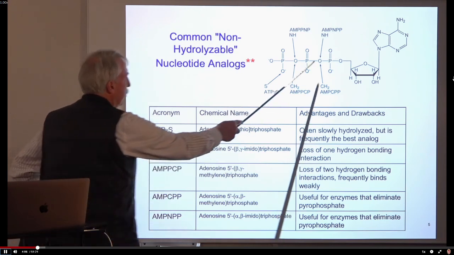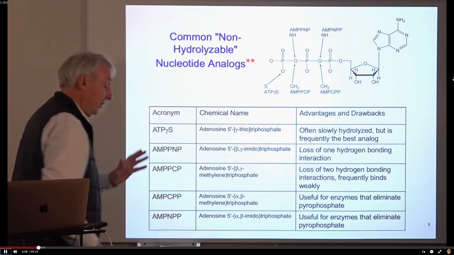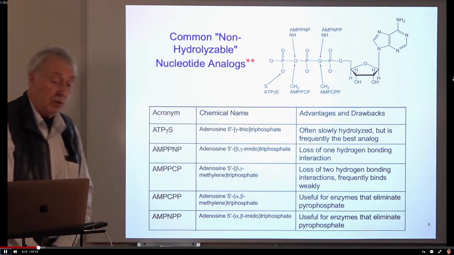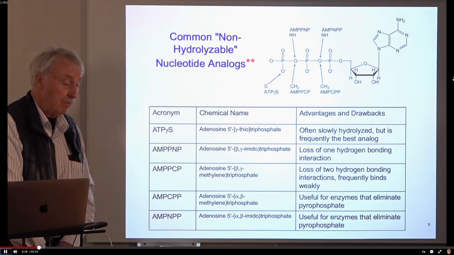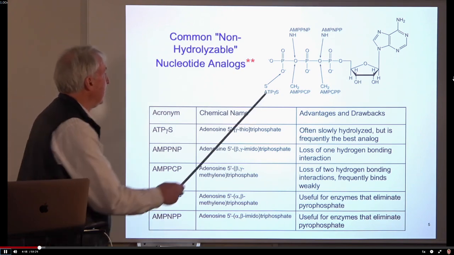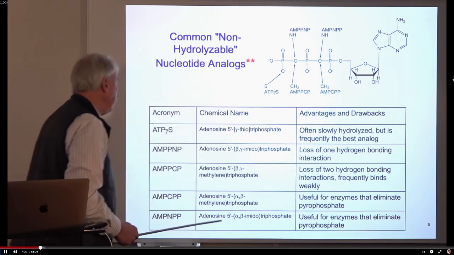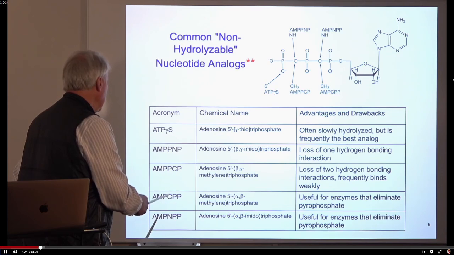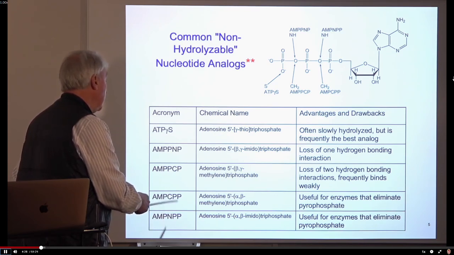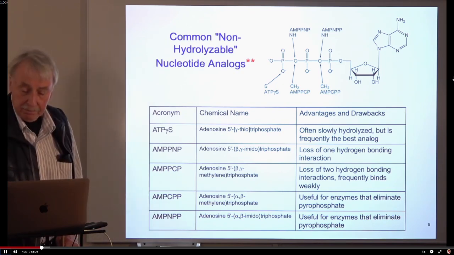If we replace the bridging oxygen between the alpha and the beta phosphate, that gives analogs that are useful for studying enzymes that release pyrophosphate and generate an AMP acyl intermediate. In particular, you will see the AMP-PCP used frequently because this is commercially available. This is generally not quite as often available.